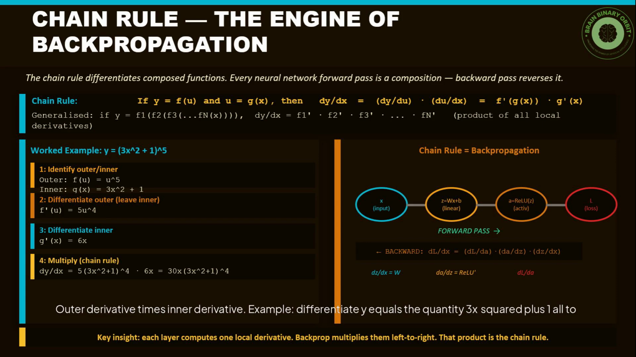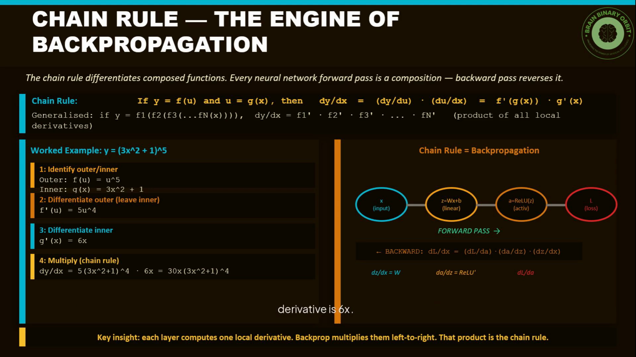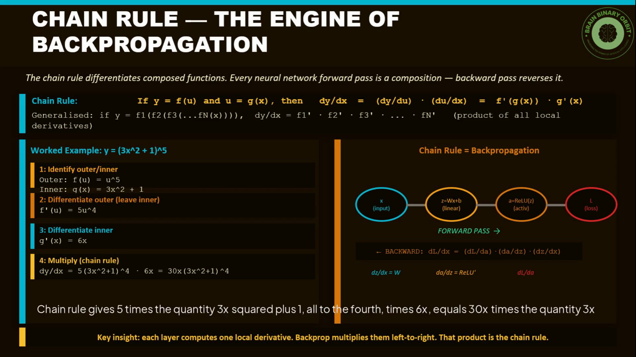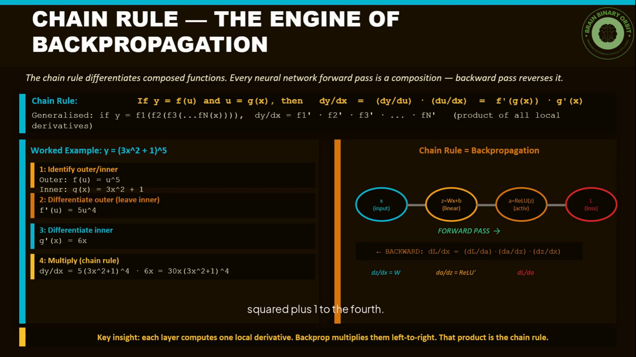Example: differentiate y equals the quantity 3x squared plus 1, all to the fifth. Outer function is u to the fifth, inner function is 3x squared plus 1. Outer derivative is 5u to the fourth. Inner derivative is 6x. Chain rule gives 5 times the quantity 3x squared plus 1, all to the fourth, times 6x, equals 30x times the quantity 3x squared plus 1 to the fourth.